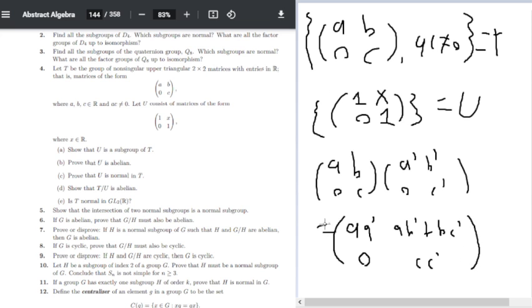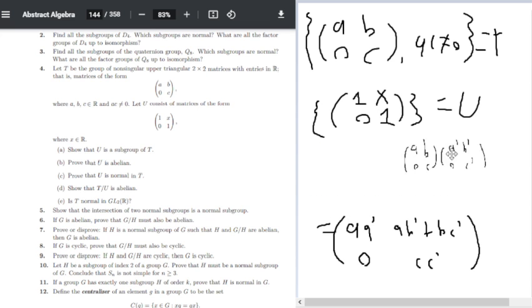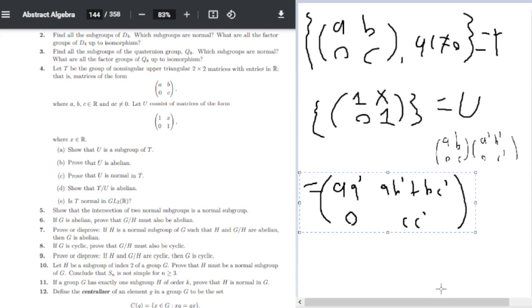So we're going to have that, keeping this in mind, let's shrink it down over here and bring that here. We're going to have that A prime is equal to A to the negative 1, and C prime is equal to C to the negative 1. We know that these inverses exist, because otherwise they would be 0, which is not allowed.